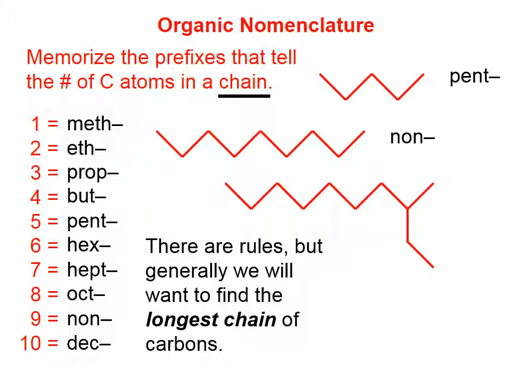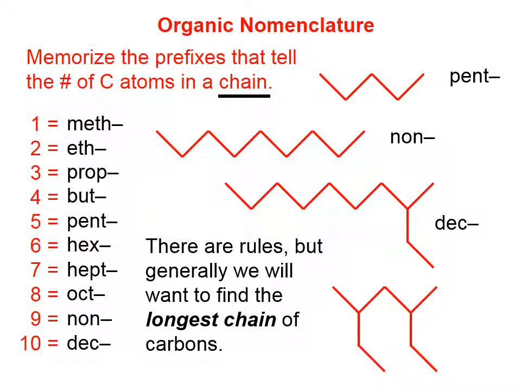So in other words, this chain will start on the left 1, 2, 3, 4, 5, 6, 7, 8, and then it'll go down 9, 10. So this is going to be dec something. Dec will be in the name of this one.